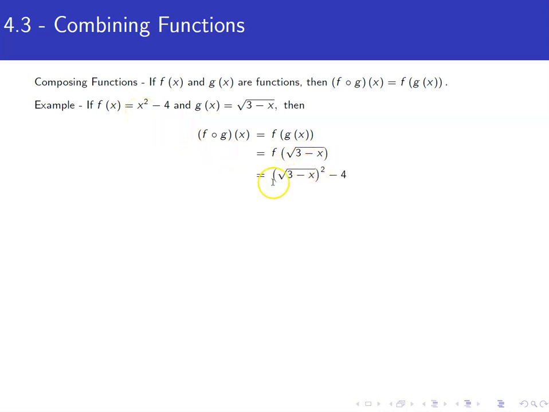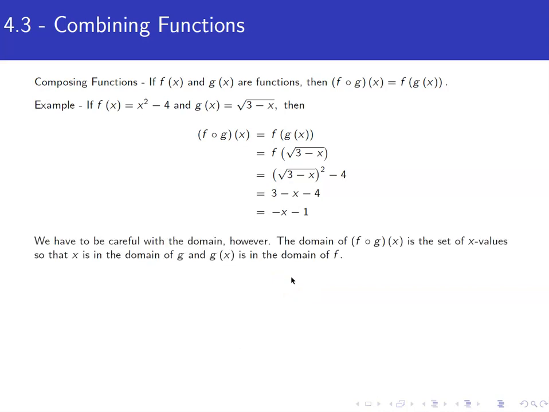And again, this notation tells us to replace x in f of x with what's in the parentheses. So we get the quantity, square root of 3 minus x, squared, minus 4. And then when we square the square root, we just get 3 minus x, minus 4. And that simplifies to negative x minus 1.